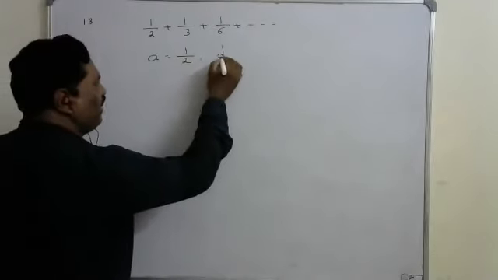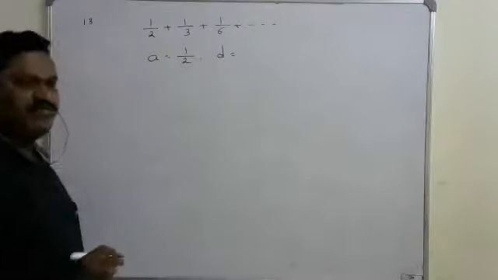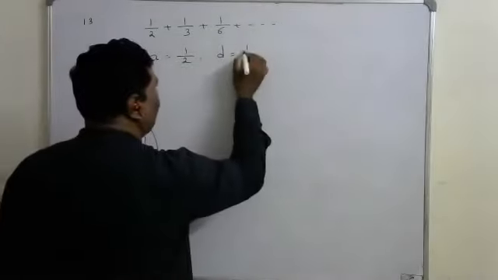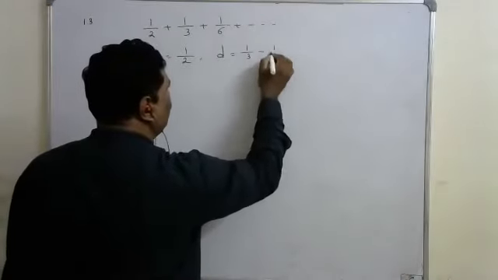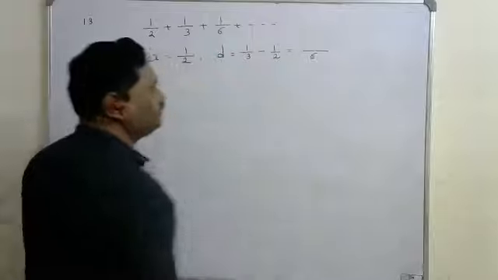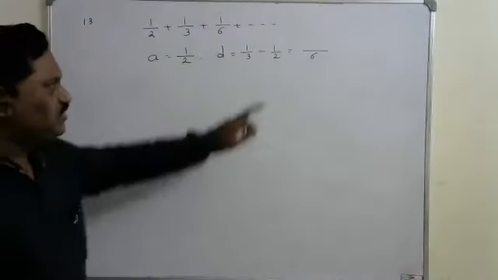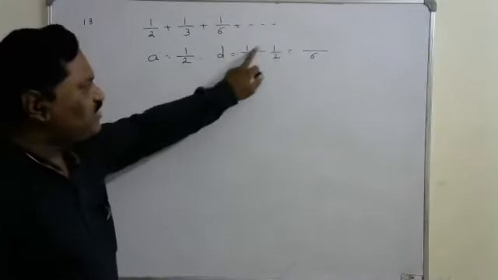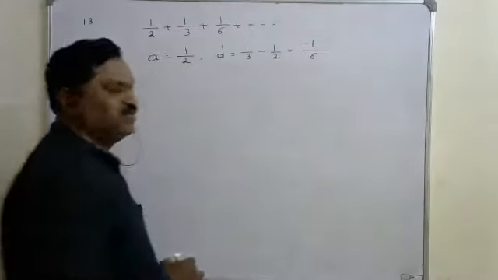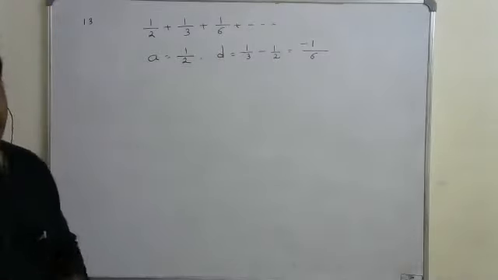If you observe the common difference, the difference between consecutive terms, second term minus first term: 1 by 3 minus 1 by 2. Here since the LCM is 6, the numerator will be 2 minus 3. 2 minus 3 is minus 1 by 6. So that is the common difference.